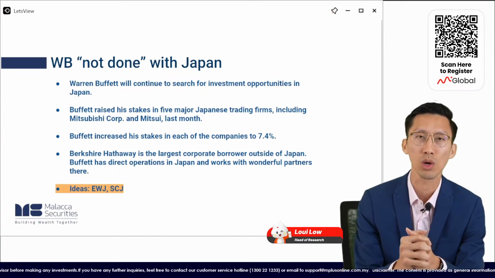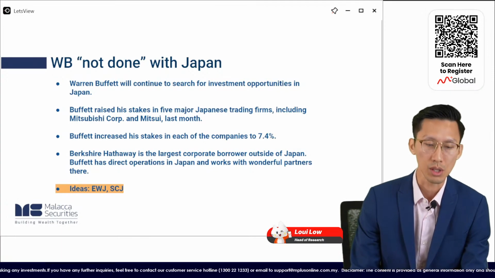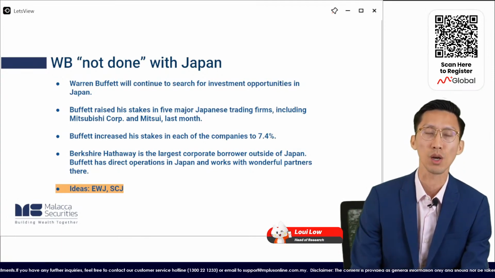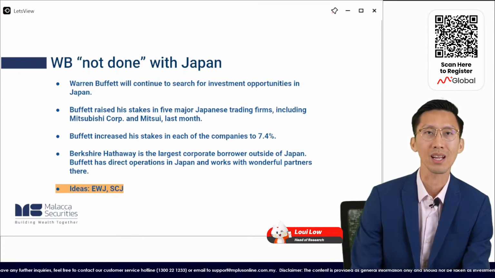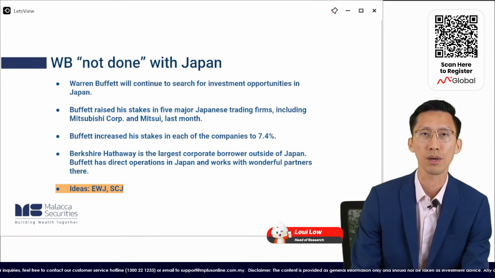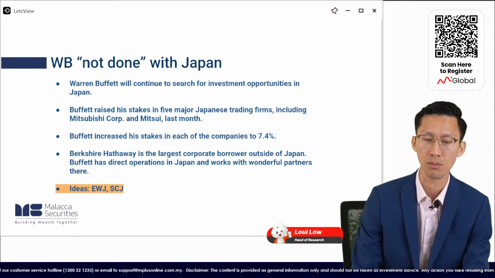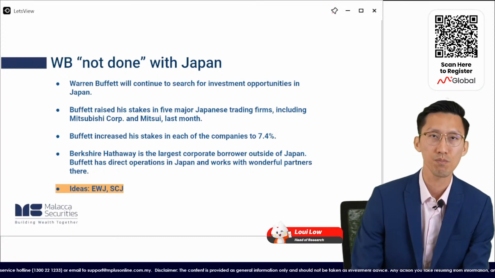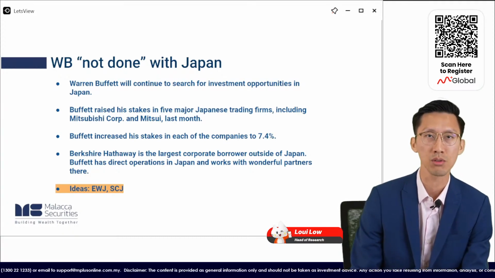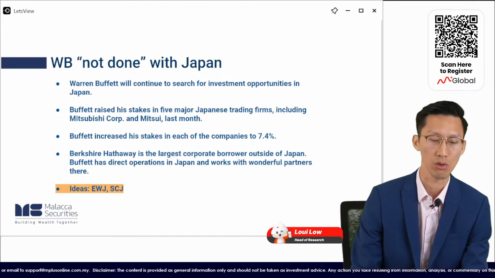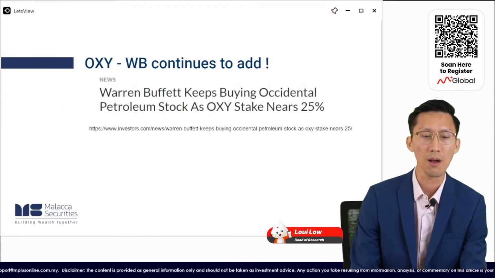We did talk about one topic on Warren Buffett, and we did mention this Japan region exposure idea with ETFs such as EWJ and SCJ. So if you have picked up some of these counters or ETFs, perhaps you have already made some good profits.